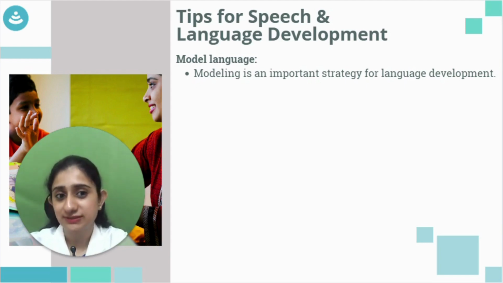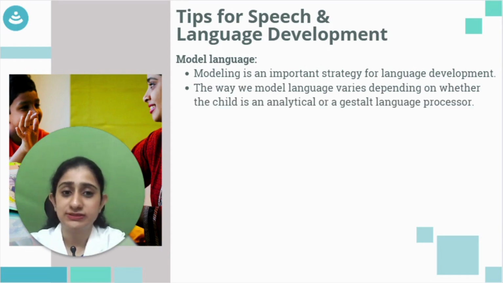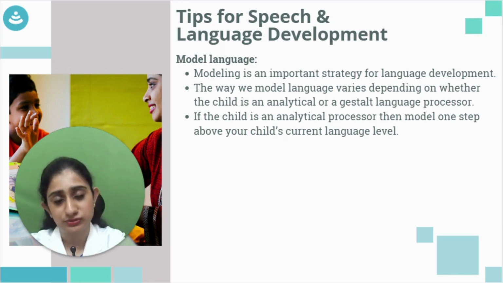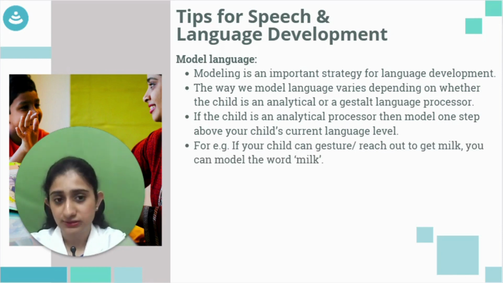So modeling is an important strategy for language development. The way we model language varies depending on whether the child is an analytical or a gestalt language processor. If the child is an analytic processor, then we have to model one step above the child's current language level. For example, if your child can gesture or reach out to get milk, then you can model the word milk.